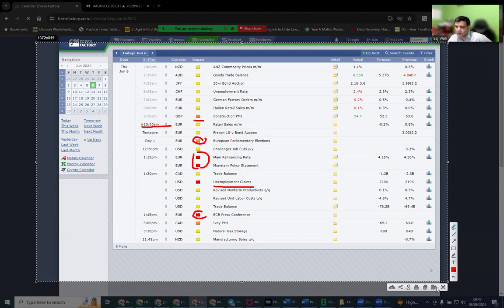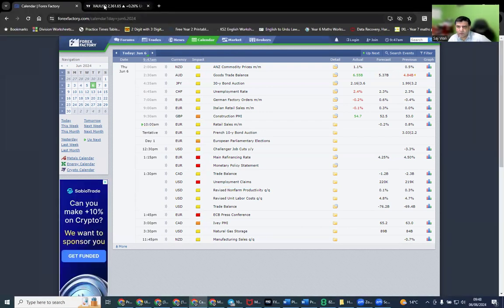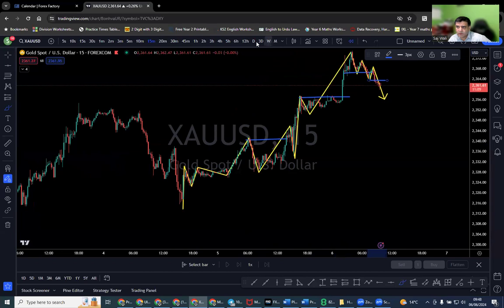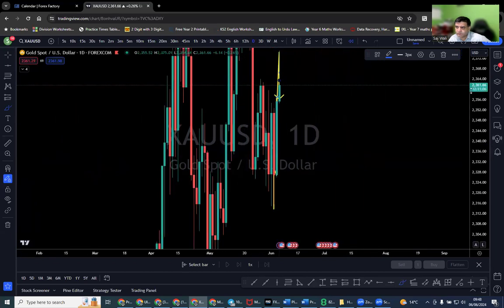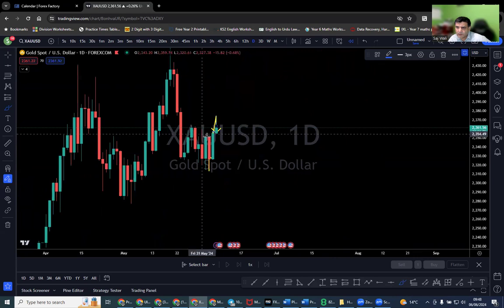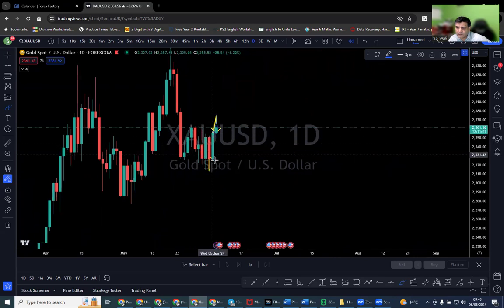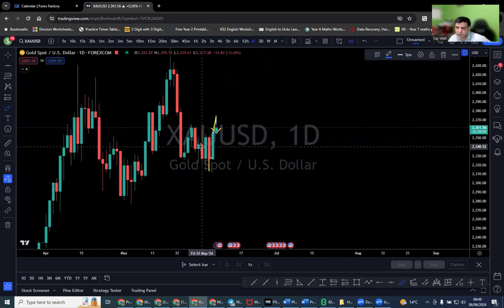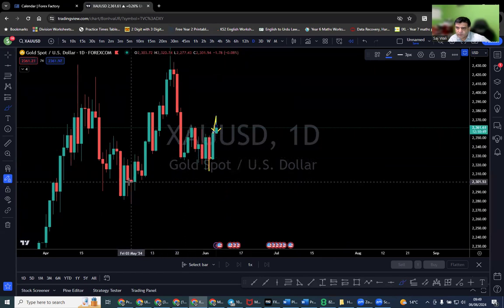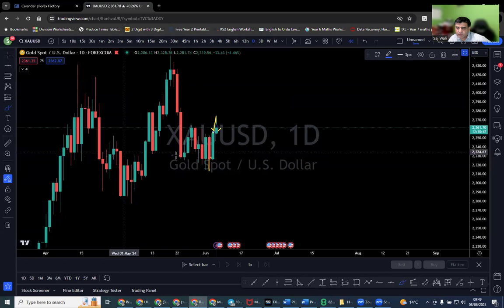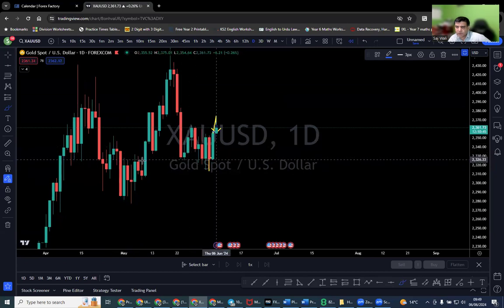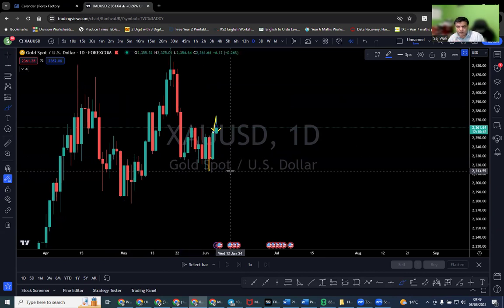Right. Now let's move on to the chart, what the chart says. Let's go to daily. In daily, this big green candle has broken the previous range, 1, 2, 3, 4 candles. So previously we were bearish in daily, but this was a strong rejection area, and this range has been broken to the upside.